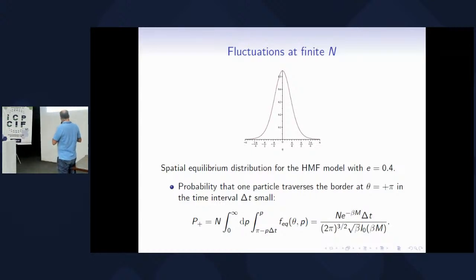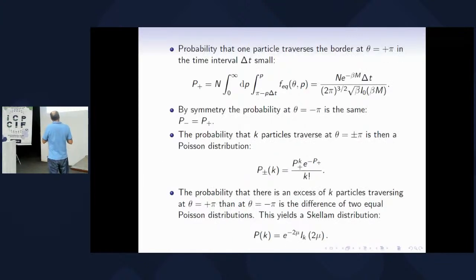So I integrate essentially all the particles that are at a distance from the border smaller than p times delta t, then this is the number of particles that cross at plus pi in a time delta t. Okay, it is given exactly by this. The number of particles that cross at the other border is the same one, because this is the thermodynamic limit, and okay, there's no motion of the center of mass, but it is given here.